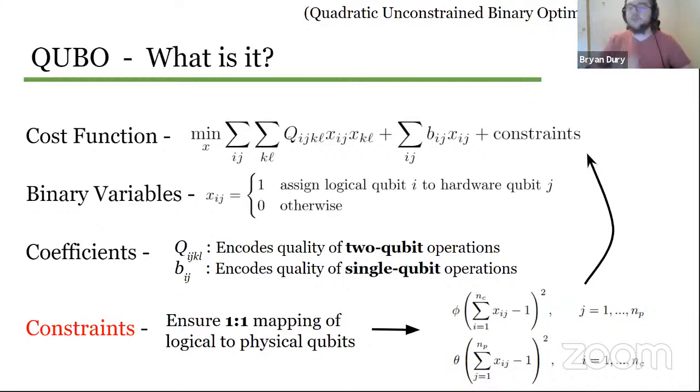So in the case of qubit allocation, the constraint that we need to enforce is to ensure a one-to-one mapping of logical to physical qubits on your hardware. The reason that's important is that if we don't ensure this, we're going to get allocations out that have multiple assignments of logical qubits to physical qubits or vice versa. And if you think about that for about 3 seconds, you realize that doesn't make much sense. You can't have a physical qubit doing the job of two logical qubits.